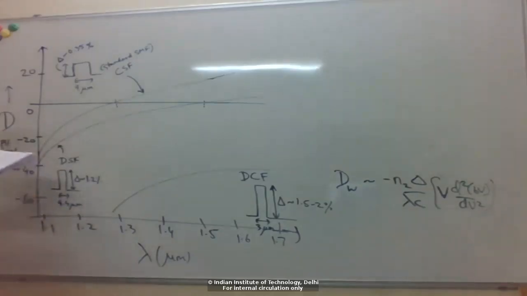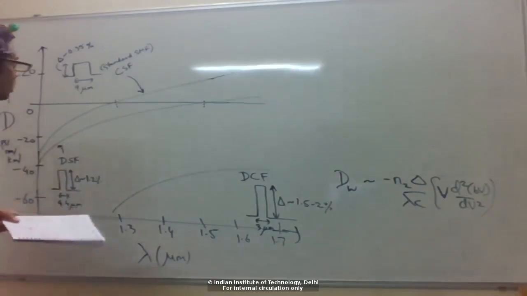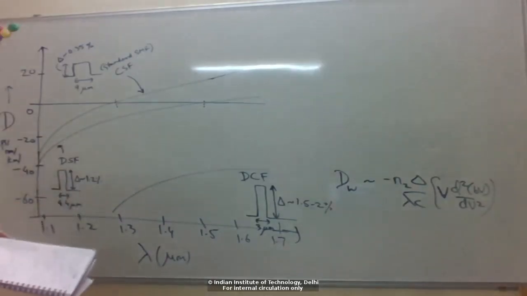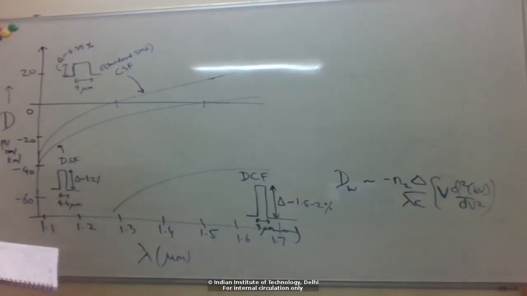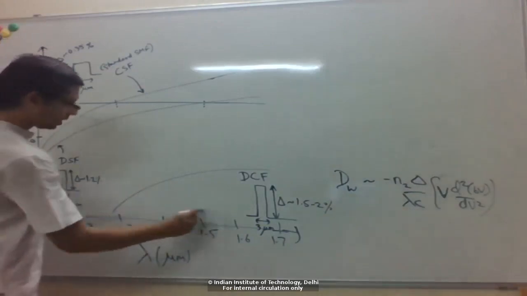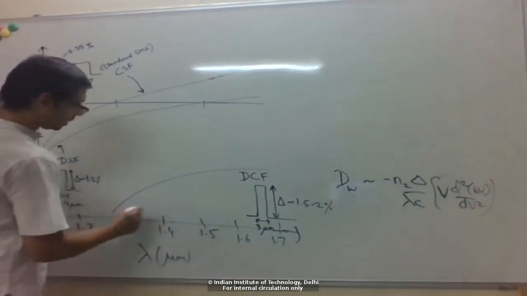Then there is another type of fiber called dispersion flattened fiber, which is used for WDM applications, wavelength division multiplexing. Okay. So nowadays, again, for increasing data rates, multiple channels or multiple different wavelengths are sent through the same fiber together, right? So, for example, almost this entire range from 1.3 to 1.6 is being utilized.